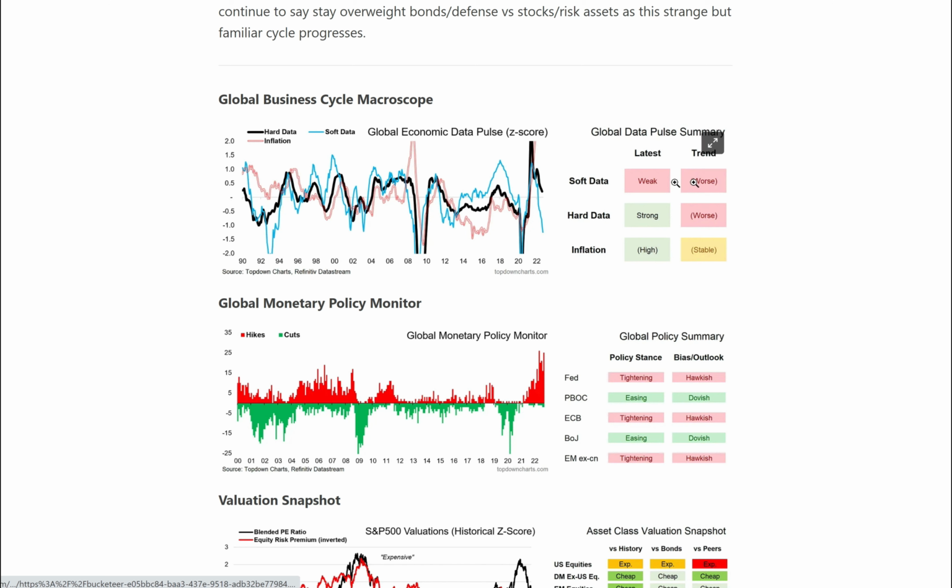This little panel to the right says what the latest observation is: is it strong, weak, or in between? And then the trend is whether it's getting better, worse, or stable. Pretty good way to keep on top of the world's economic pulse.